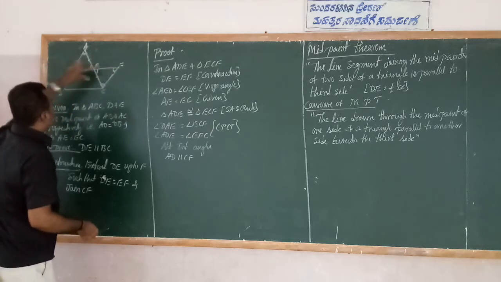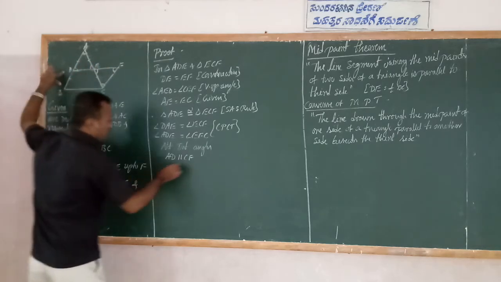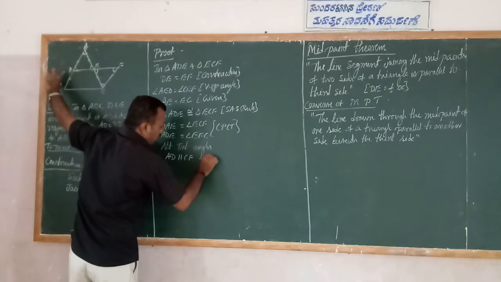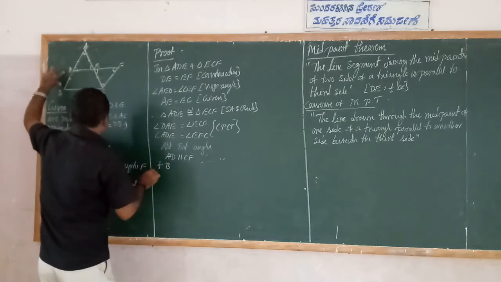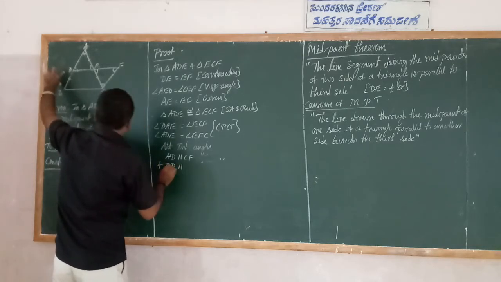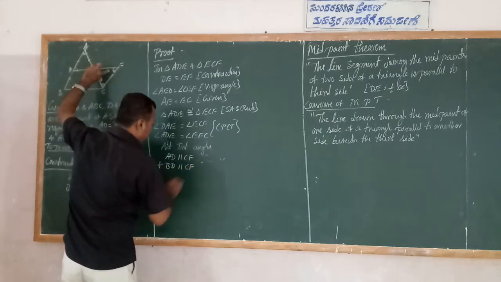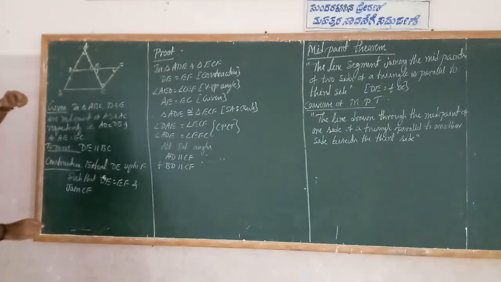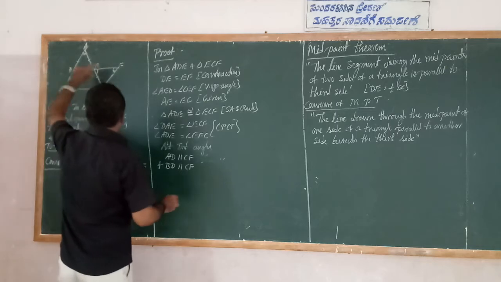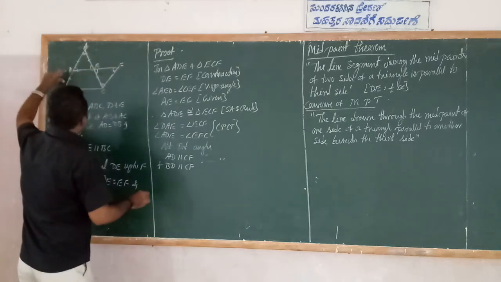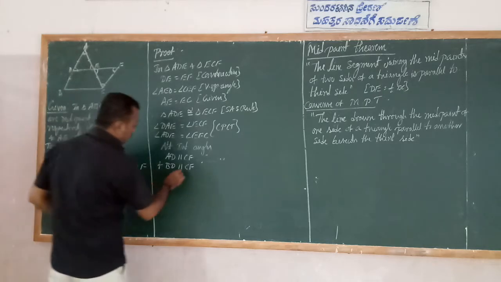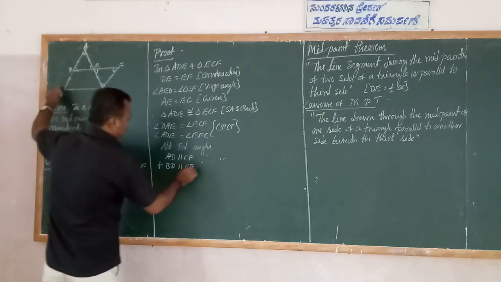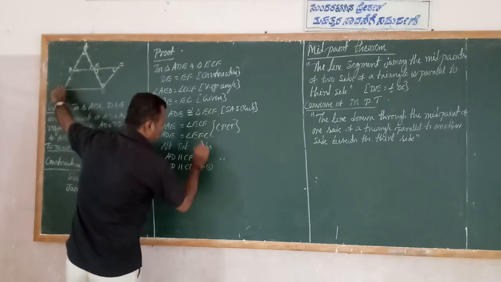Therefore, BD is also parallel to CF. I will write here BD or DB, anyone. BD is also parallel to CF. Okay. Next. So this is called number 1. AD is parallel to CF. Equation number 1.